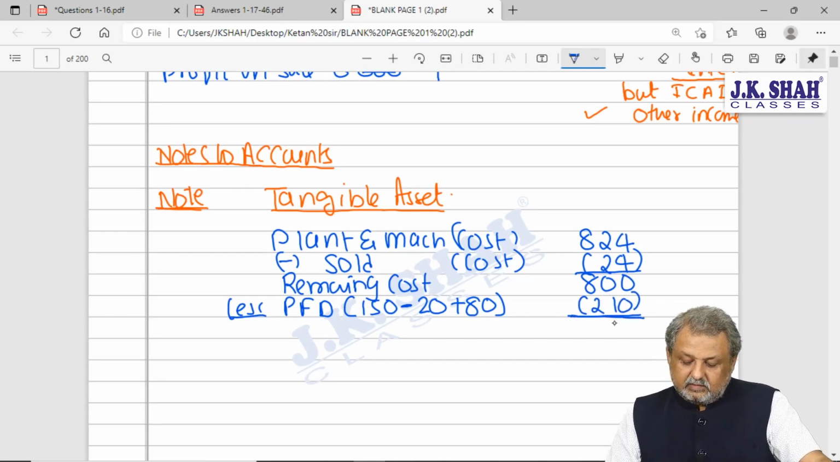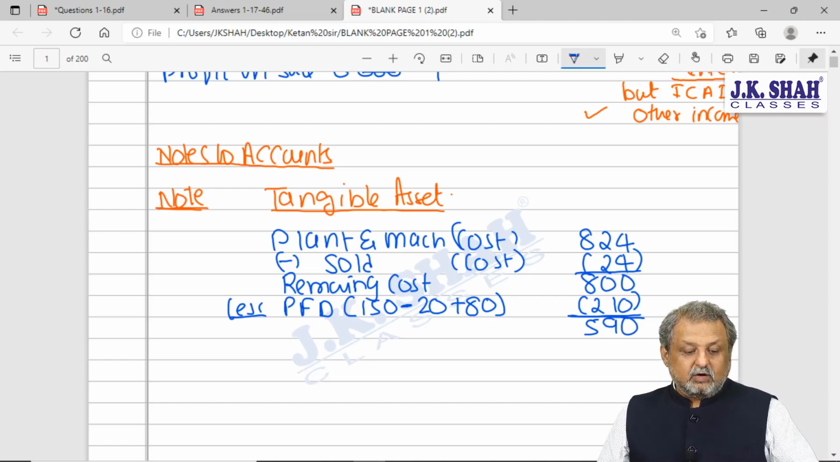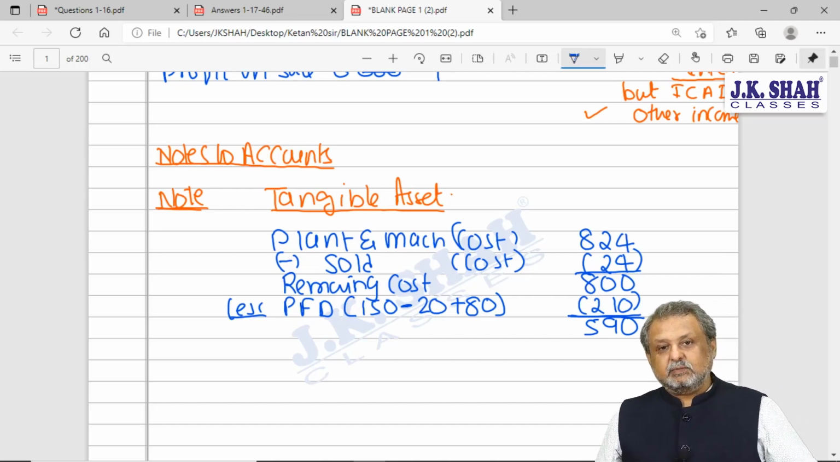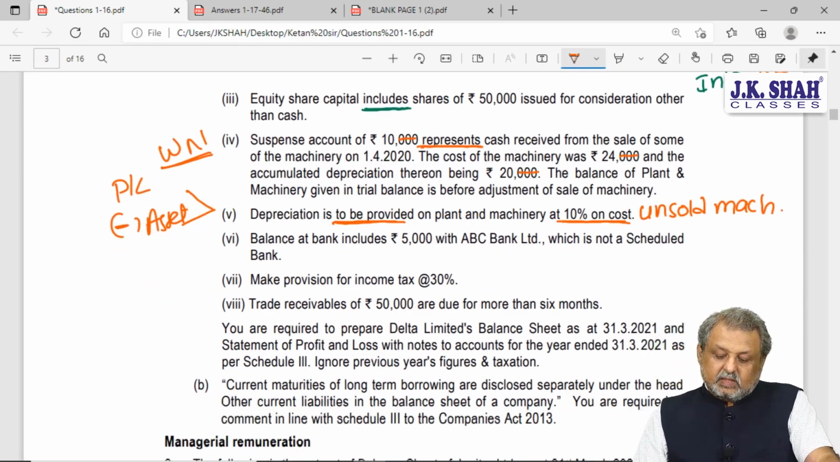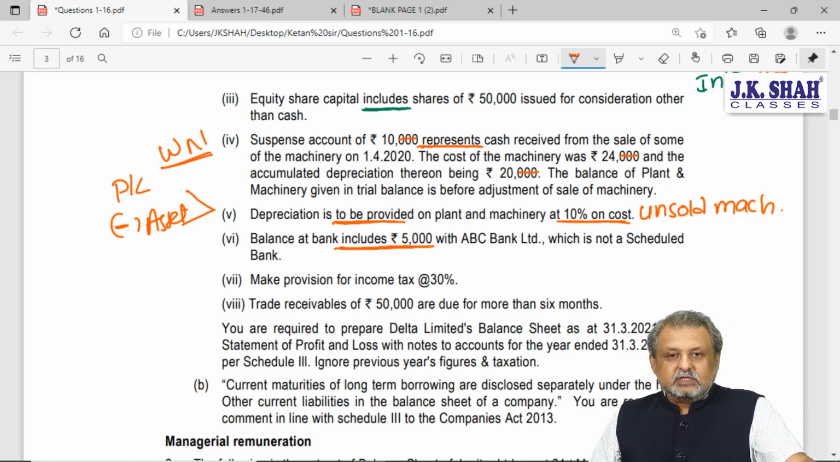And finally, it will be 590. So this is how you should be doing presentation for plant and machinery, intangible assets. Then adjustment 6. Balance at bank includes 5,000. Once again, it is just an information with ABC Bank, which is not a scheduled bank.